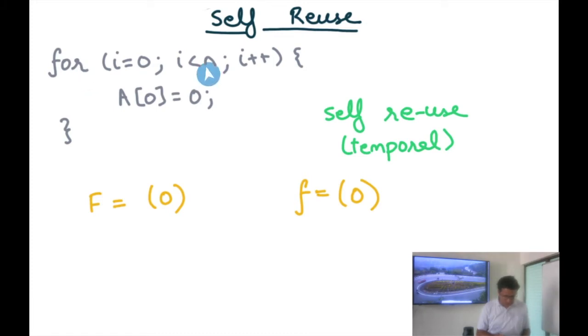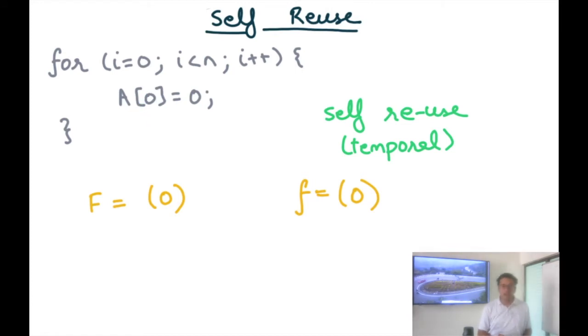For i equals 0, i less than n, i plus plus, A[0] equals 0. Now it's clear that across all the n iterations of this loop, it's the same element that's getting accessed, which is A[0]. And so there is self-reuse. You can say it's self-temporal reuse, but I'm not going to use the word temporal. That's the implied word. Self-reuse just means self-temporal reuse. So there's a lot of self-reuse.